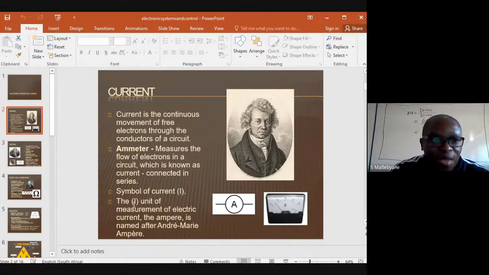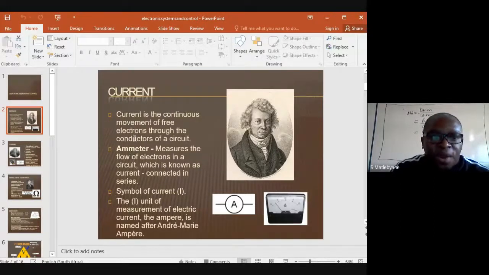The unit of measurement of electric current is the ampere. So you will see when we do calculations, when we include the units, we are going to use capital letter A for ampere. And this is the person behind it. You can see it is named after Andre Marie Ampere. So please note the following. It is important. The symbol for current is capital letter I, and for the unit we use capital letter A when we do calculations later on.